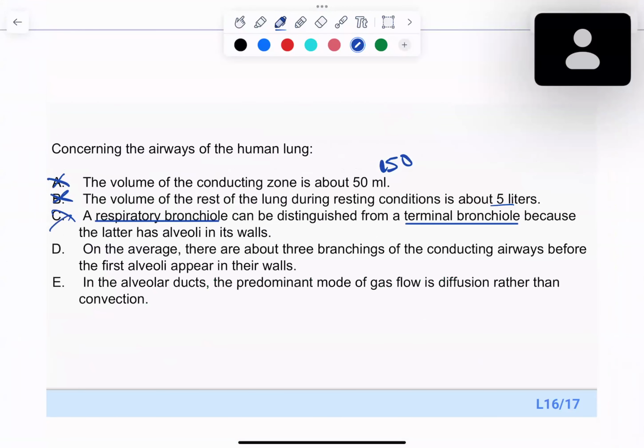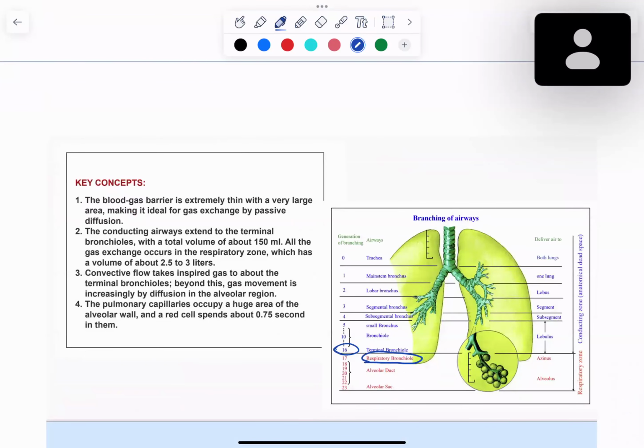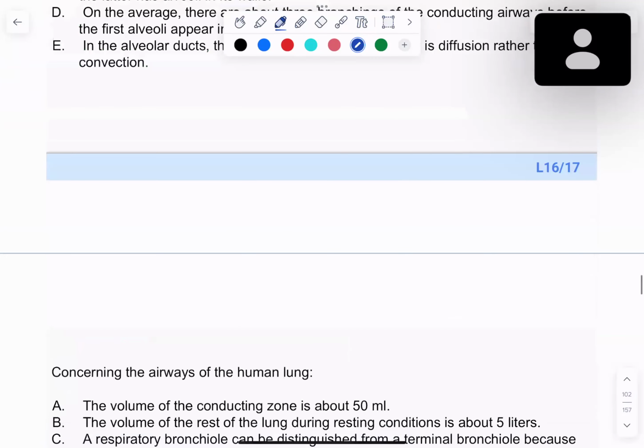And then you have D. On average, there are about 3 branchings of the conducting airways before the first alveoli appear. That is also incorrect because you can see here that we actually have a total of 16. And so this is also out.